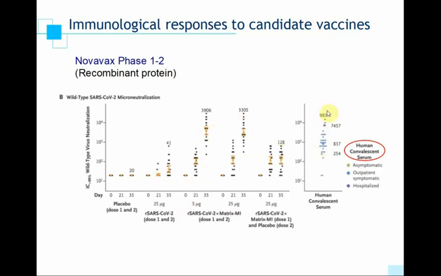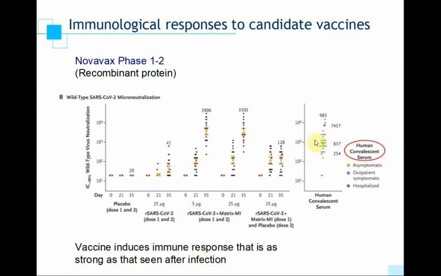Well, this is the neutralizing antibody titer you get in the serum of patients who have actually had the disease and recovered. So the amount of antibodies you're getting from the vaccine here is as much or even more than you get after really being infected. So the vaccine can induce an immune response that is as strong as if you got infected.